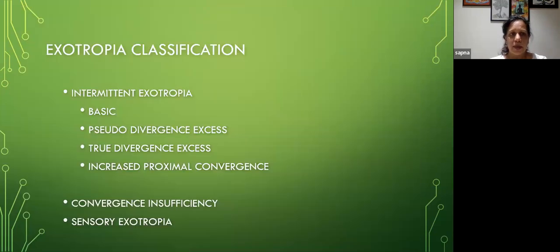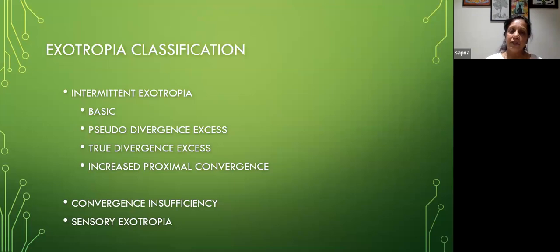In this part, I have already told in the intermittent exotropia, the basic is when, at distance or near and in all directions of the gaze, the measurement is the same. In the pseudo divergence excess, we do the patch test and then the distance and the near become the same. That is why it is a pseudo divergence excess.